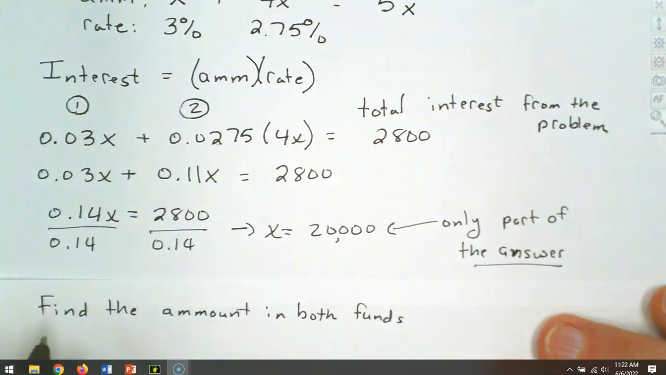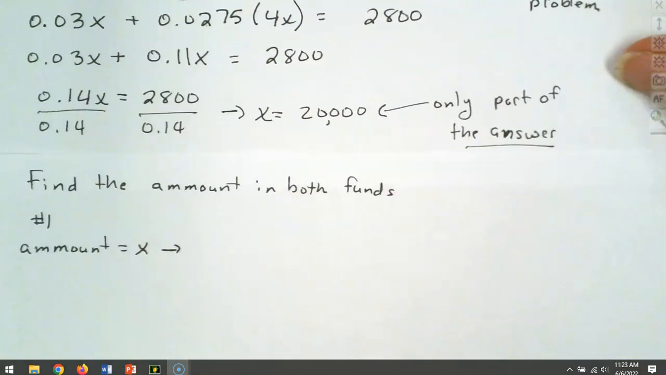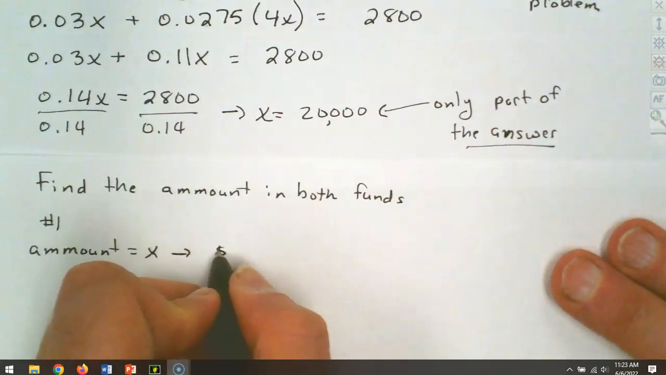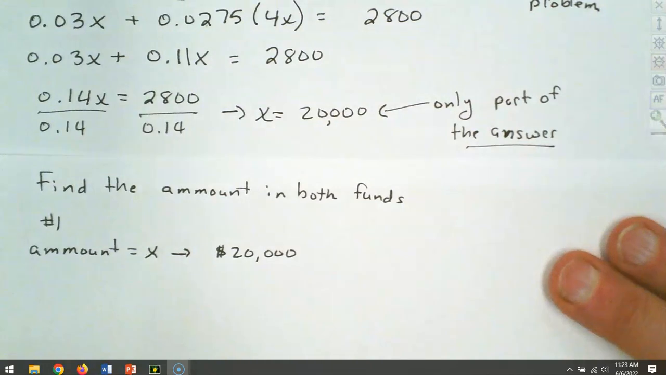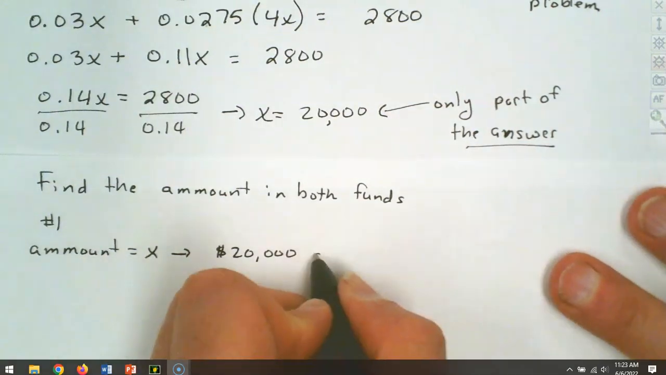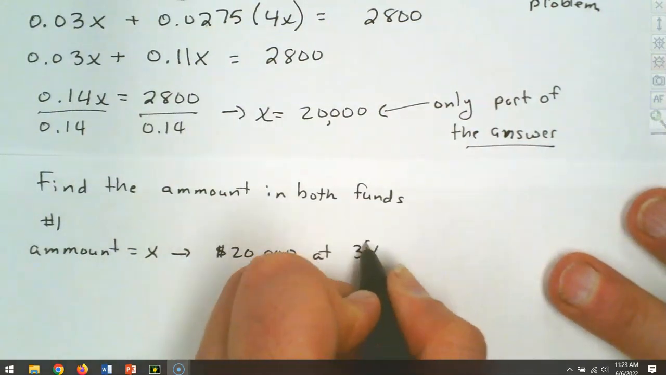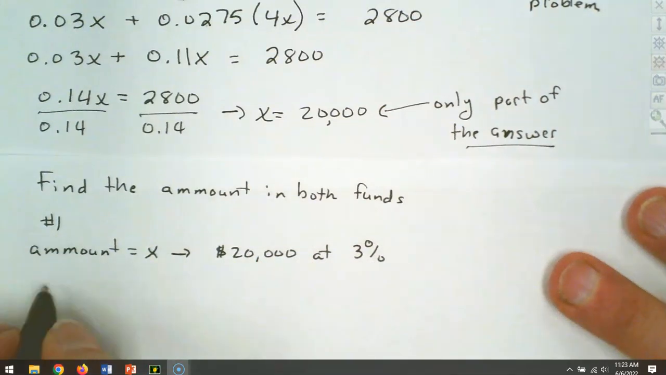Now, for the first fund, fund number 1, the amount is x, so my first fund is going to be that $20,000. Its amount was x, so that's $20,000. And I want to label that. That first one was at 3%, so we've got $20,000 at 3%. That's our first one.